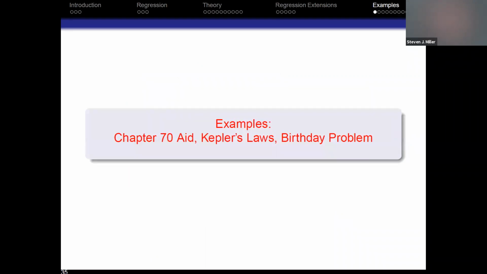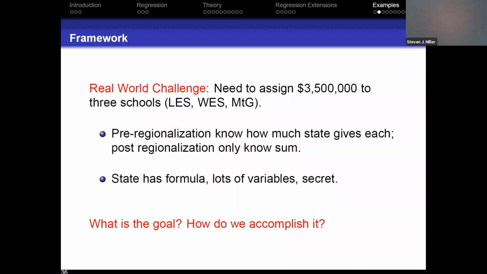So I want to end with some other examples. The first is a real-world challenge. I serve as a member of the Mount Greylock Regional School Committee. Anything I say now is just my own personal opinion as a mathematician, and in no way should be taken to be any official statement from the school committee or the district.